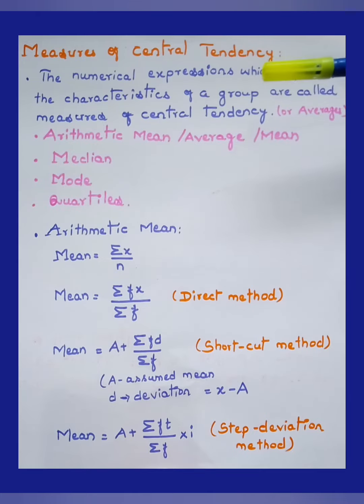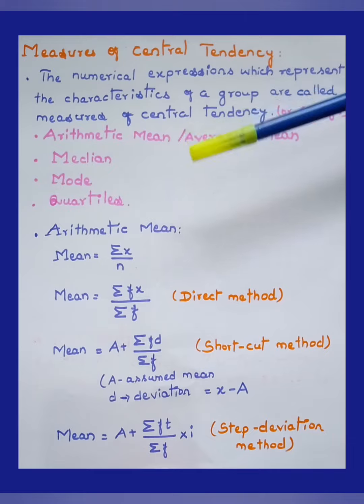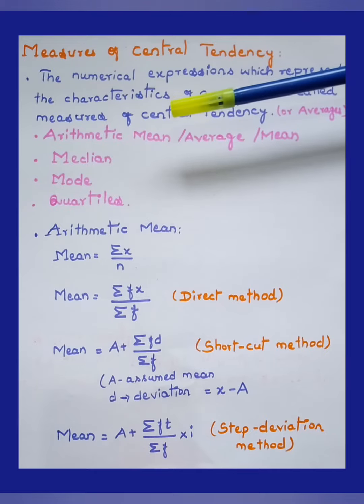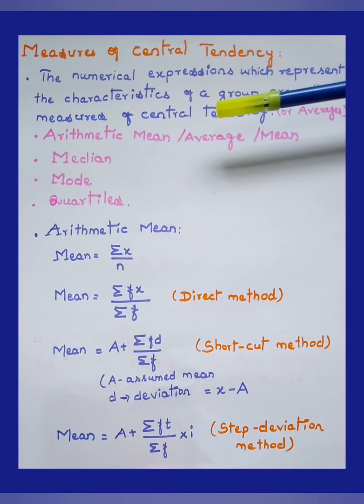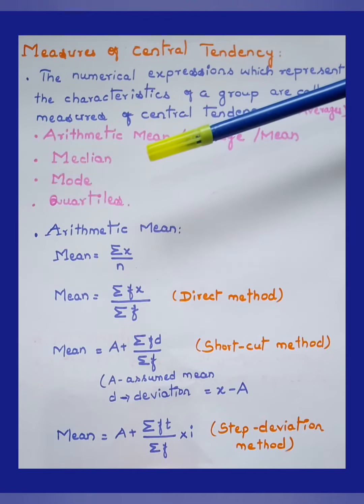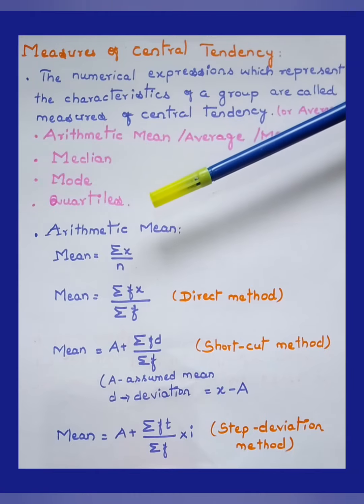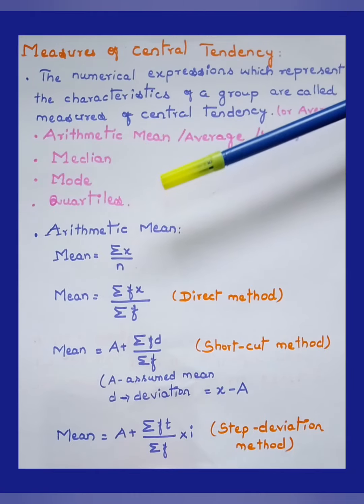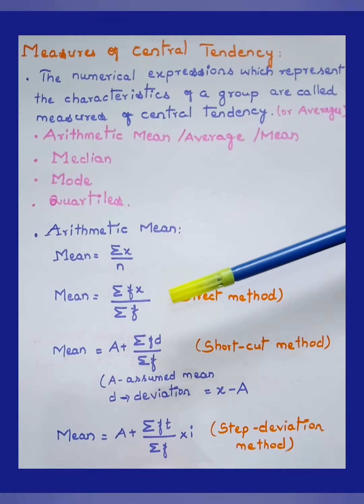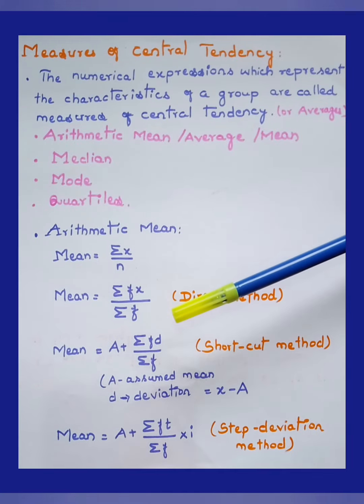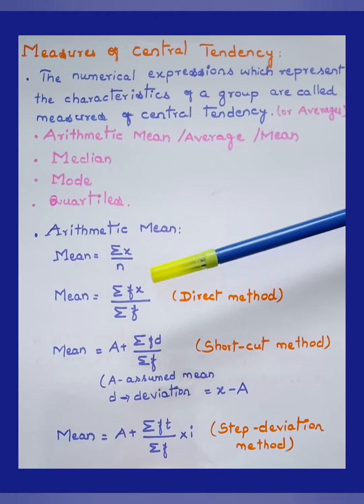These measures of central tendency are of the following types. We calculate here the arithmetic mean, or average, or just plain mean of the given numbers, and we are going to deal with median, mode and quartiles also. And these are the formulae we use to calculate the mean of the given numbers.